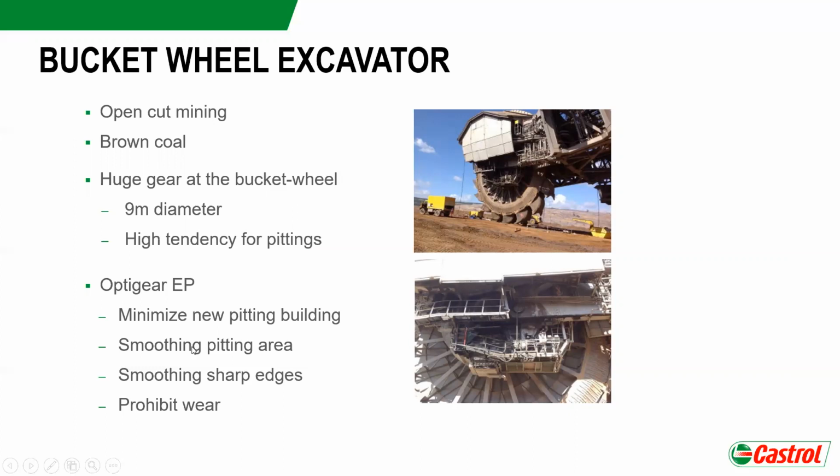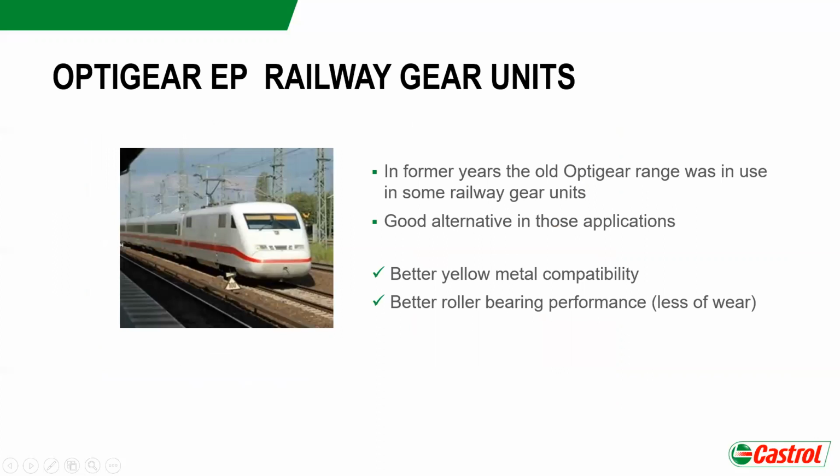On the last example for OptiGear EP, this is in railway gear units. I almost think of them as a mixture of automotive and industrial gearboxes. Formerly, we had the OptiGear range there, which has been upgraded to OptiGear EP. And in this test, you have a mixture of both high load carrying and bearing performance. And the OptiGear EP has very good yellow metal compatibility. So that was just a quick snapshot of OptiGear EP. We have a lot more information on that.